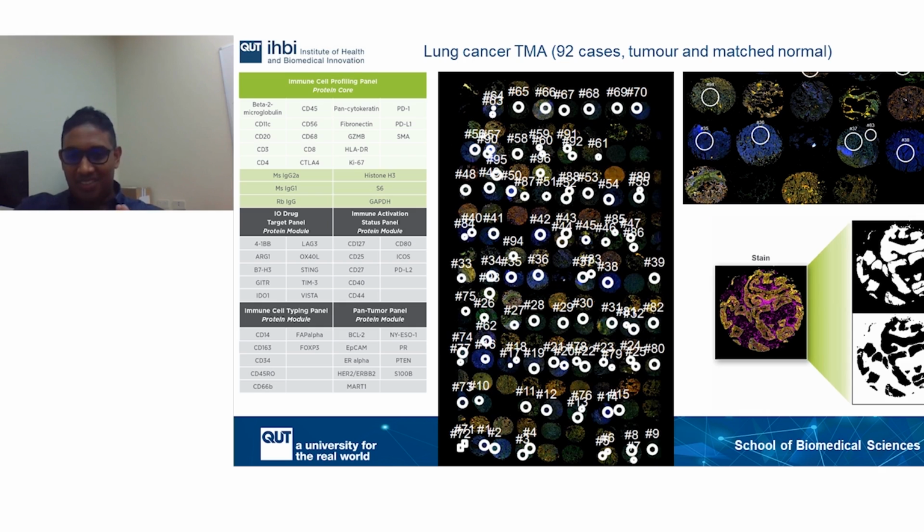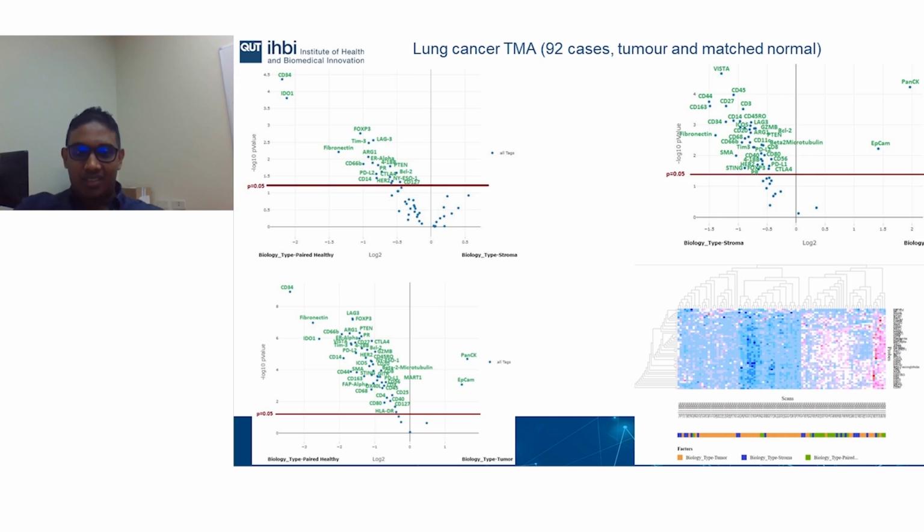And this data is really, really new. So I'm really excited about this data. And just a quick snapshot of what we're able to do when we're able to compare the stroma versus the healthy cell.